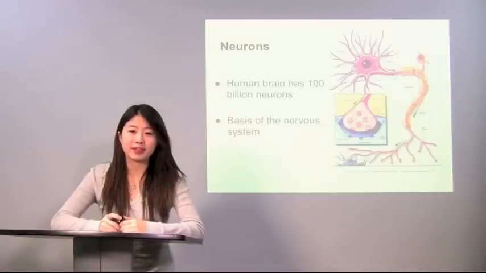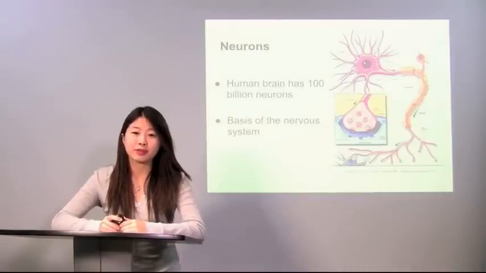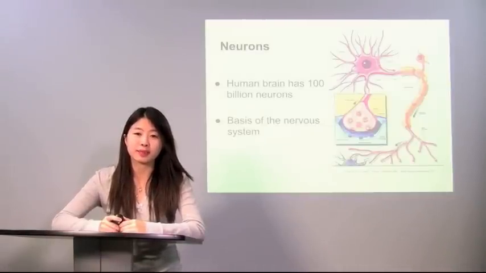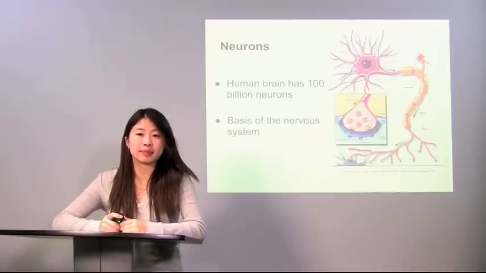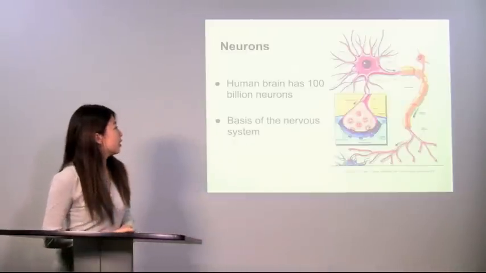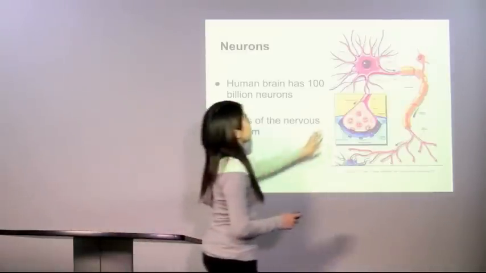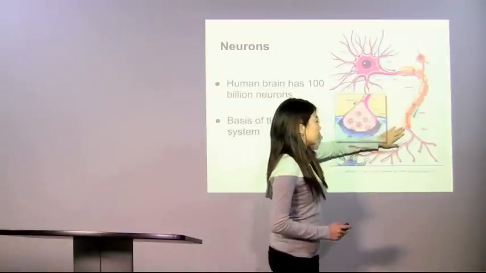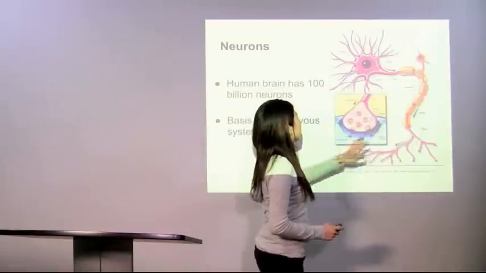Hi, I will talk about neurons. Neurons are cells that form the basis of the nervous system. The human brain has approximately 100 billion neurons that connect at more than 100 trillion points. The neuron itself consists of dendrites, axon, and axon terminals. This is the cell body.